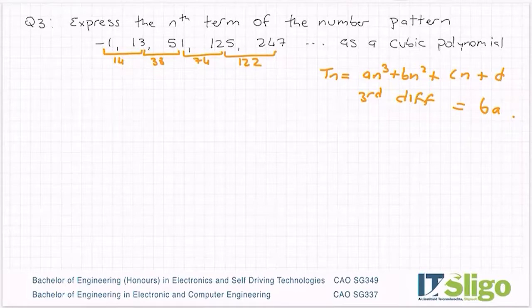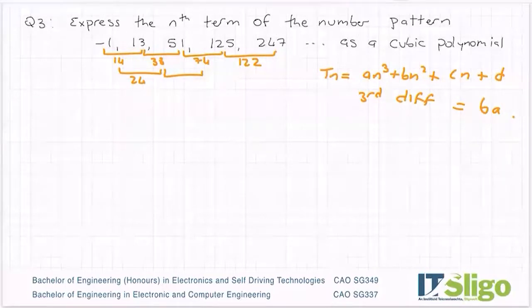Okay, so let's get the second difference now, which is the difference of the difference. So what I'm doing is 38 minus the 14 is a difference of 24. 74 minus 38 is a difference of 36. And 122 minus 74 is a difference of 48, okay? So the second difference is not the same, so it's not a quadratic pattern. So let's go for the third difference.